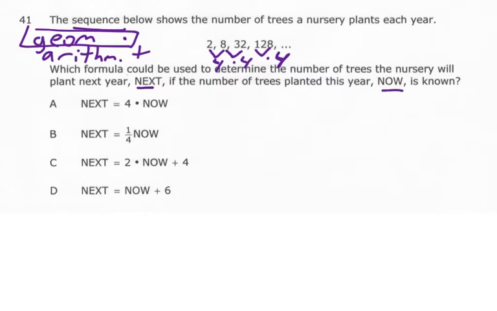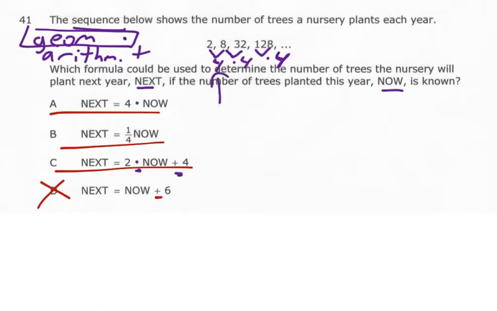So in other words, I should just be able to plug in these numbers to these equations and it should always work. I'm looking, the only ones that have multiply are A and B and C. They all have multiply in there. D only has addition. So D's definitely not right, because D is an arithmetic. C has two operations. It has multiply and add, but as we just proved up here, all you have to do is multiply. So I can cancel out C because it has two operations.